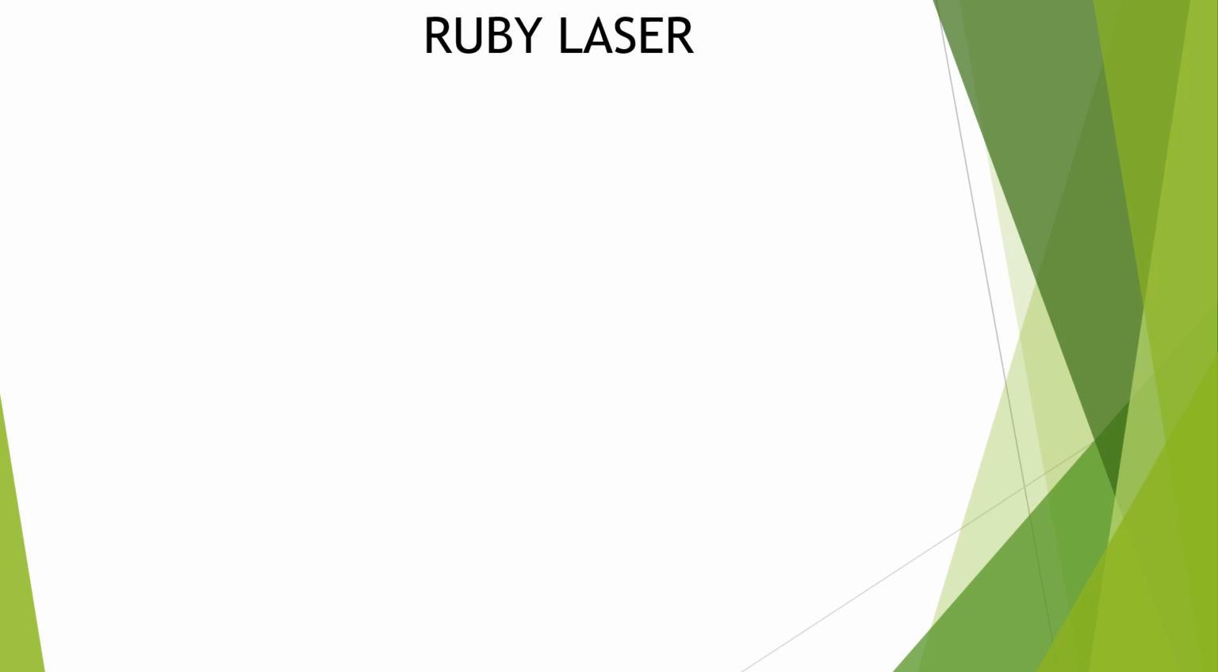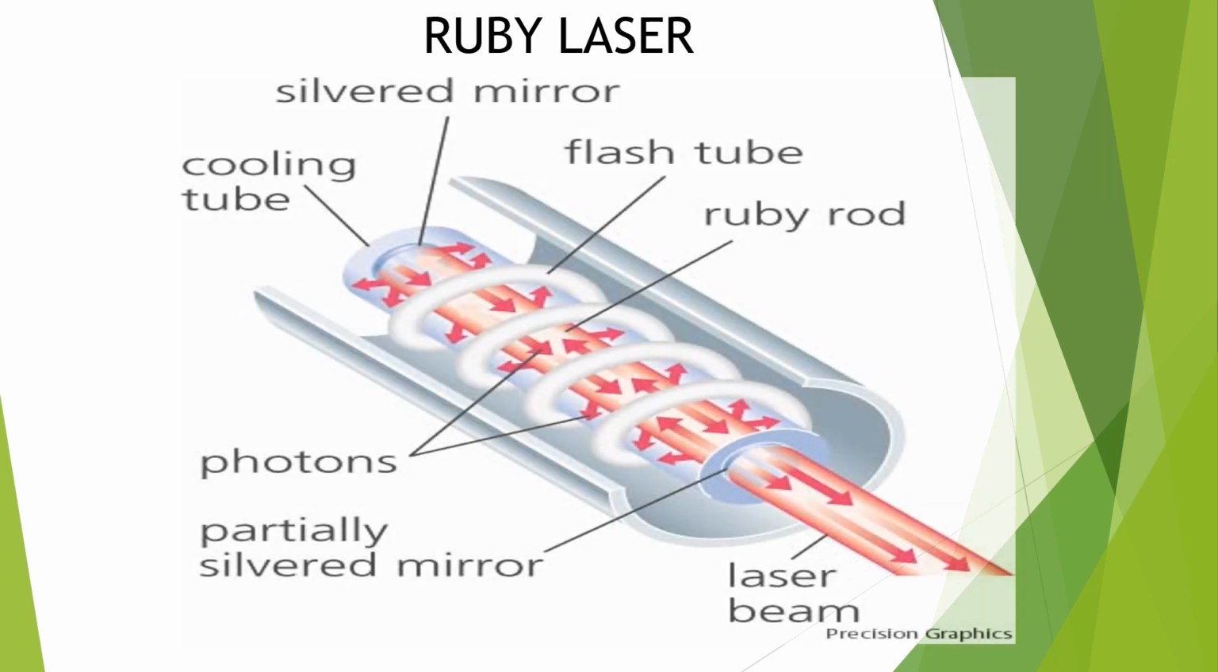Here we are using a ruby rod of approximately 5 cm in length and 1 cm in diameter. This pink rod is placed in a system surrounded by a white tube where xenon gas is filled, which produces a flash and helps in optical pumping. The whole system is placed in a hollow structure where liquid nitrogen flow is maintained to control the heat. This is the construction of the ruby laser and how it works. The chromium ion has the property to get excited and generate metastable states for population inversion, and that population inversion helps achieve stimulated emission, and hence laser action occurs.